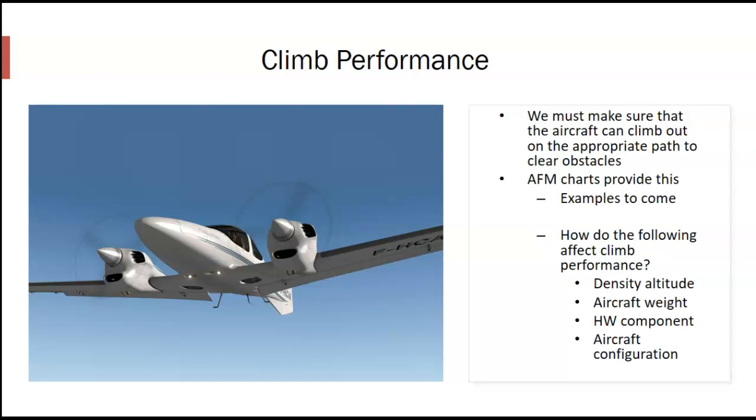The higher the density altitude, the lower the climb performance. The heavier the weight of the aircraft, the lower the climb performance. More of a headwind leads to increased climb performance. And aircraft configuration, if you have your flaps down, you're going to get better climb performance, at least over the short range.